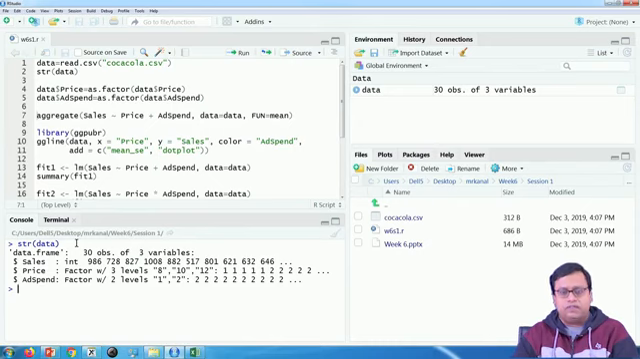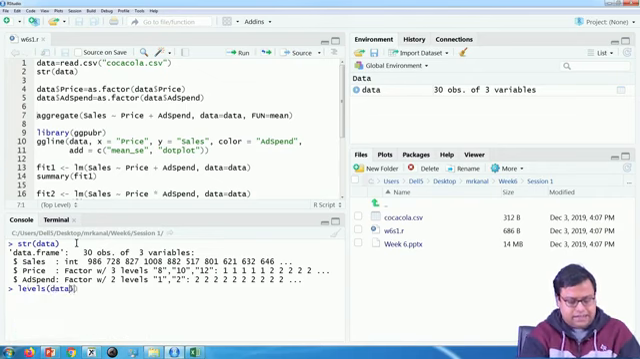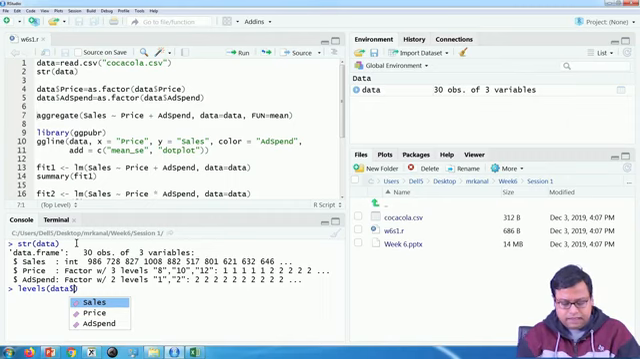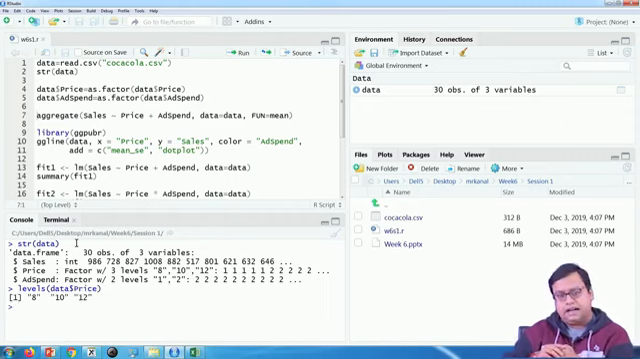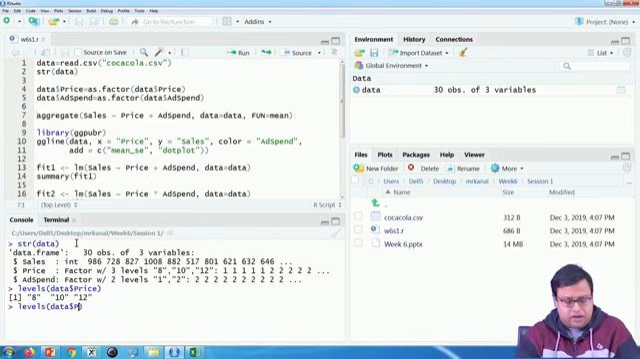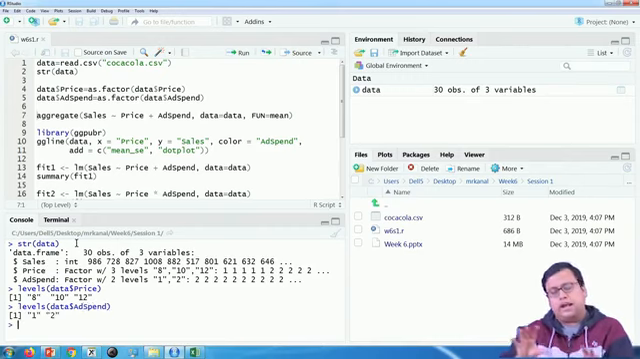Price has a factor with 3 levels. The levels are 8, 10 and 12. You can also see it like this, levels within brackets, data dollar price, and it will say that I have 3 levels: 8, 10 and 12. Advertisement spend has 2 levels, 1 and 2. So, this is there.